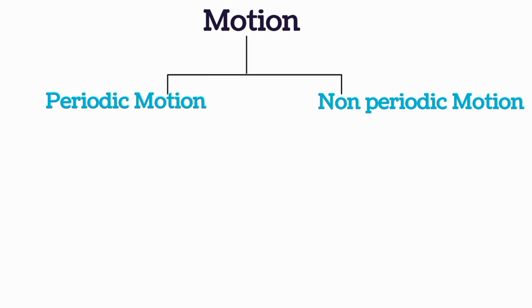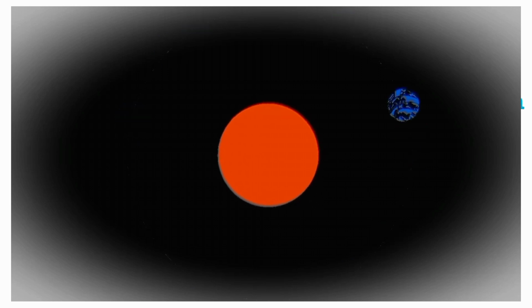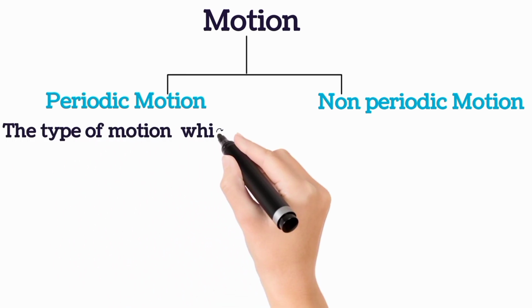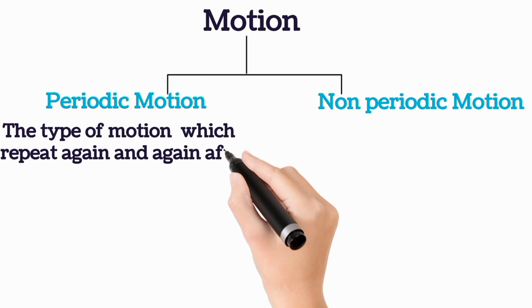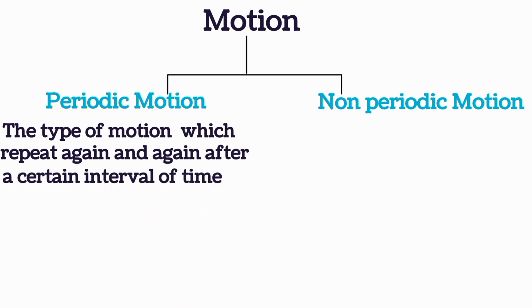And the second example of periodic motion is the Earth revolving around the Sun. Earth continuously revolves around the Sun and repeats this motion again and again. So from this example, we can define periodic motion: the type of motion which repeats again and again after a certain interval of time is known as periodic motion.